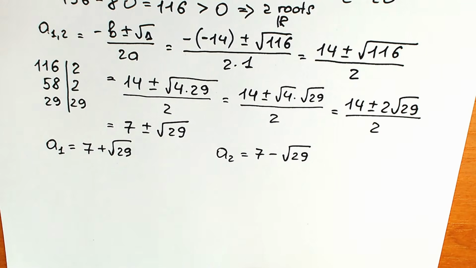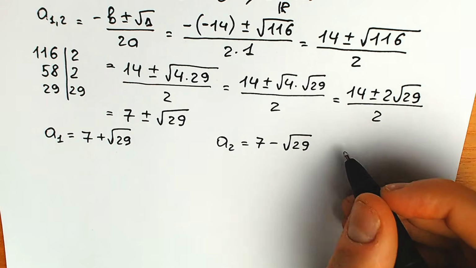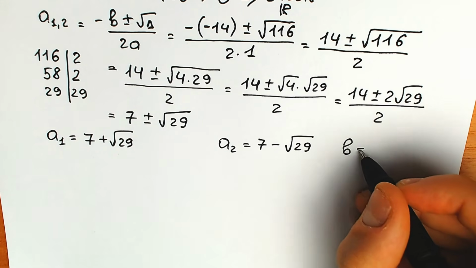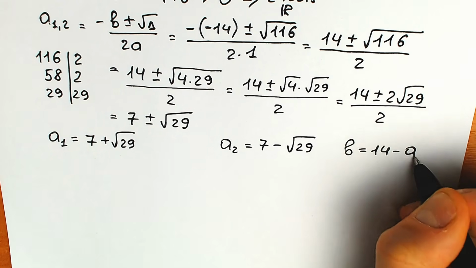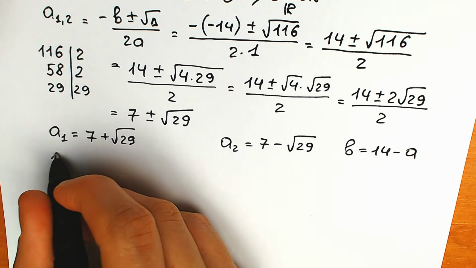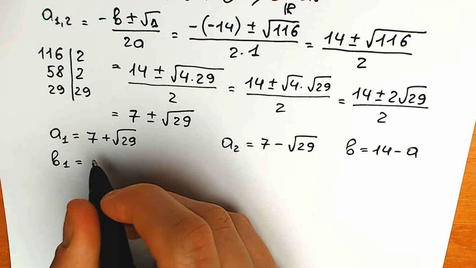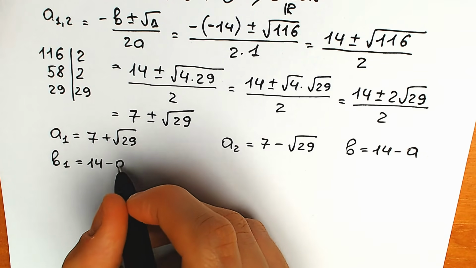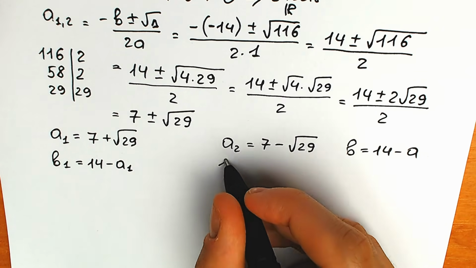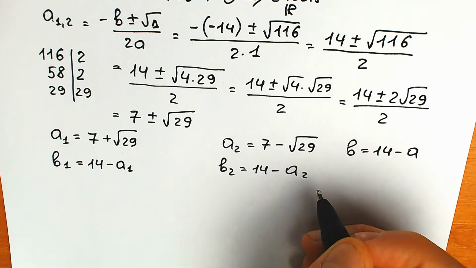But this is not our answer. This is not our pair, because in the beginning we had our b as well, so b equal to 14 minus a. So right now let's solve it for b first. So b first equal to 14 minus a first, and b second equal to 14 minus a second, like that.